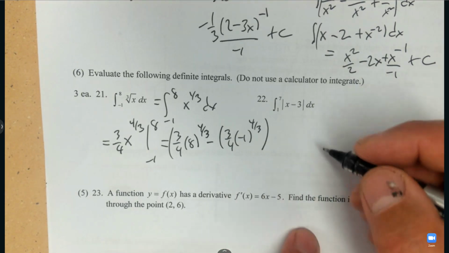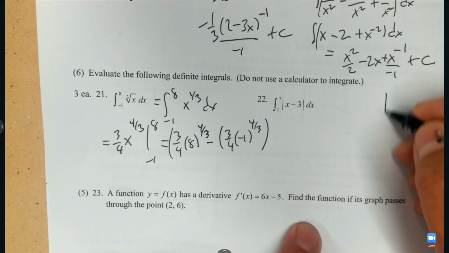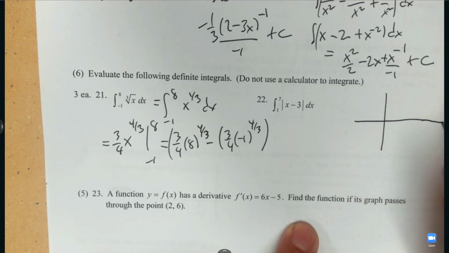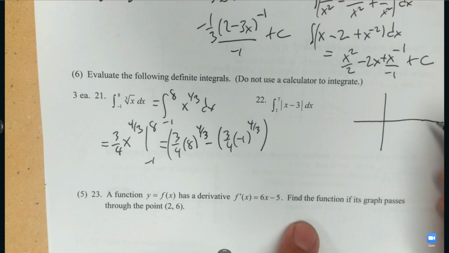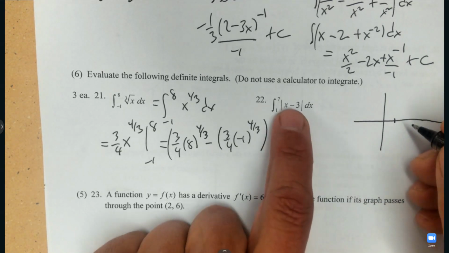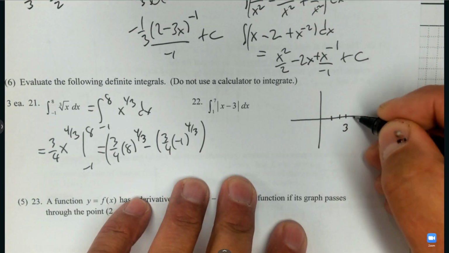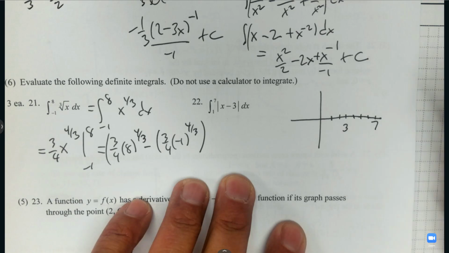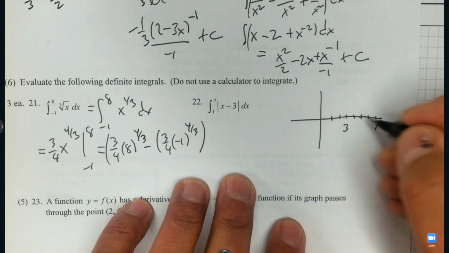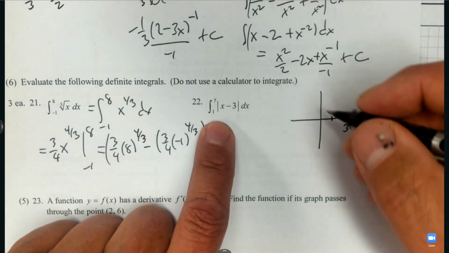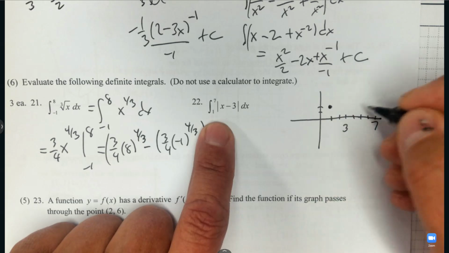Here, this is a graphing question. So we're going to graph this from 7 to 1. So what makes it 0 is 3. Then we have 4, 5, 6, 7. So from 1 to 7. So if I plug in 1, the answer is 2.